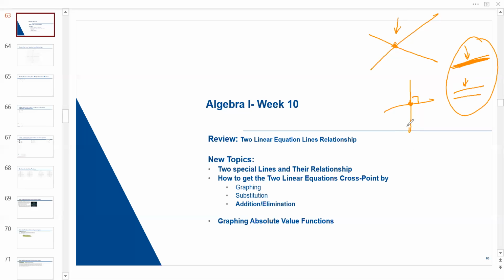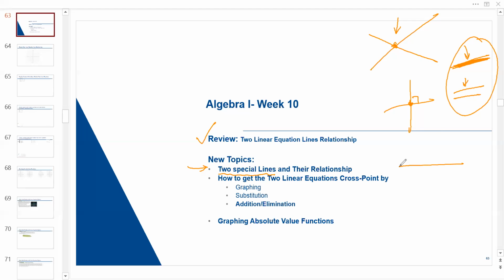And right now we talked about the homework part. We talked about how they can use the substitution methods. So we finish this part, and we move on to the two special lines. Yes, the two special lines, we talked about that one already, right?